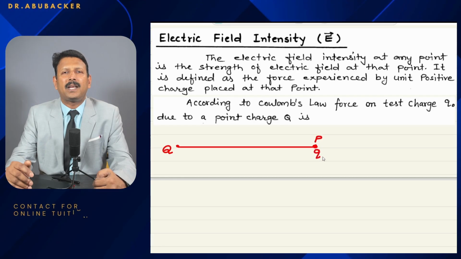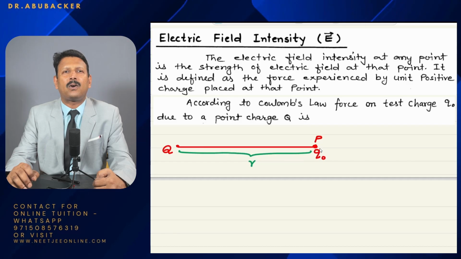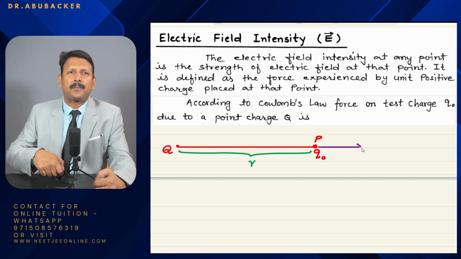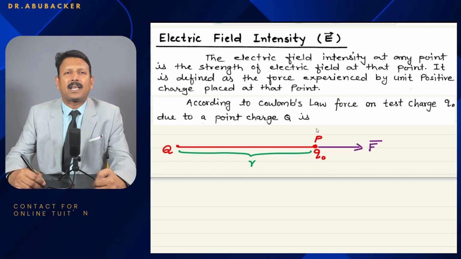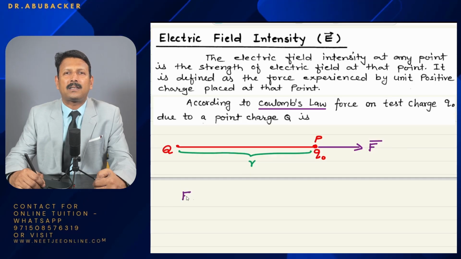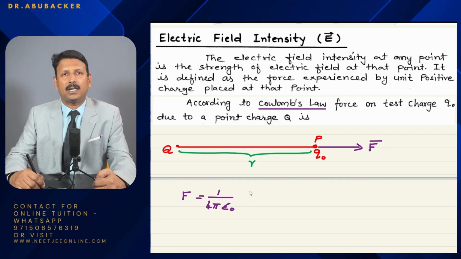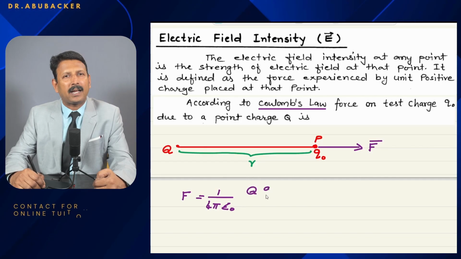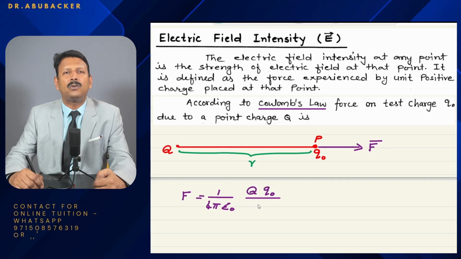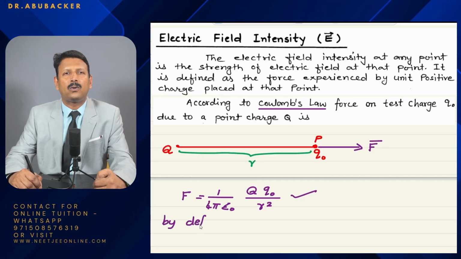You remember, in the previous lessons we covered Coulomb's law. According to Coulomb's law, the force on a test charge Q0 due to a point charge Q is, let me draw a diagram first. You can see there the capital letter Q. At a distance R, there is a point P where the test charge Q0 is placed. I marked there the force F, directed away, because both are positive charges. As per Coulomb's law, we can write F is equal to 1 by 4 pi epsilon 0 Q1 Q2 divided by R square. Here the first charge is capital Q, and the second charge is Q0.